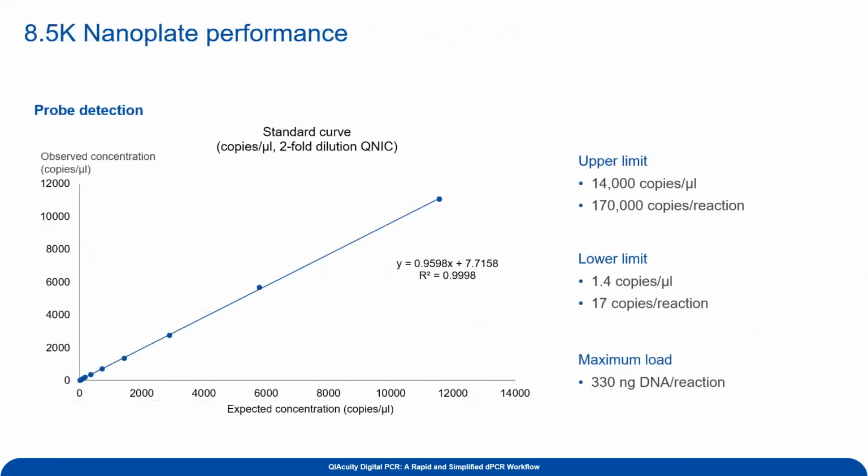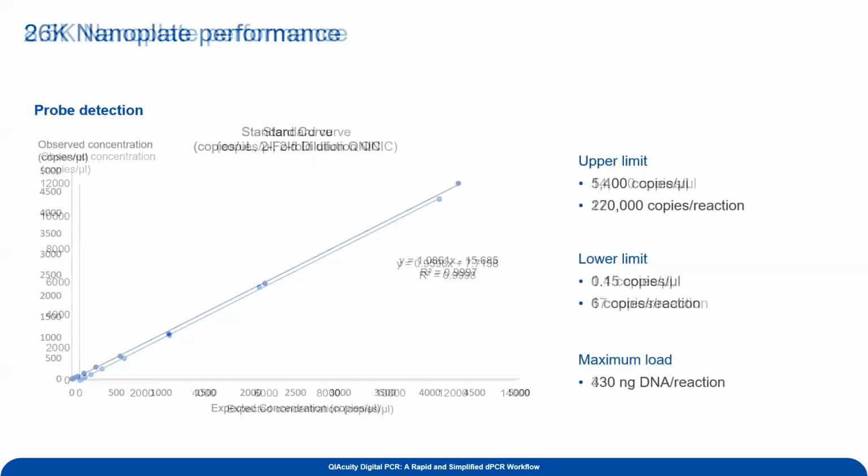In terms of the actual dynamic range of the system, for that 8.5K plate, on the lower limit you're looking at about 17 copies per reaction. On the upper limit, you're looking at about 170,000 copies per reaction. That's on a per well basis, that's your dynamic range. For that 26K plate, you'll remember I mentioned it's for those more rare targets. You're looking at about 6 copies on the lower limit and about 220,000 copies on the upper limit. That's basically for rare event detection, varying low frequency, if you're doing, let's say, oncogenomic research and so on.